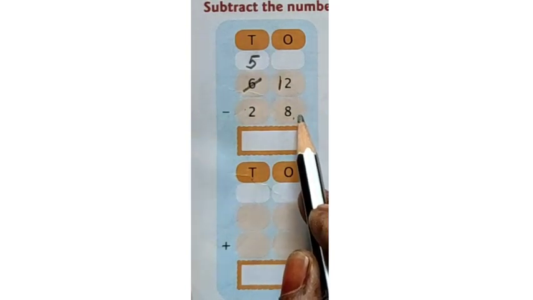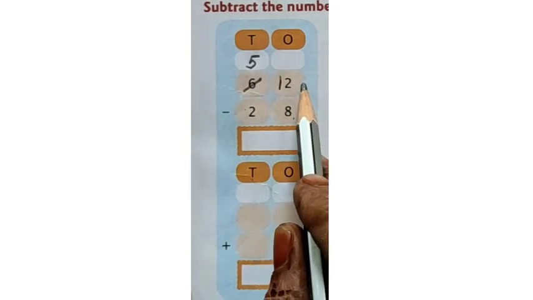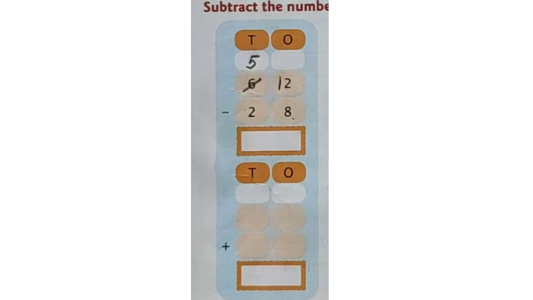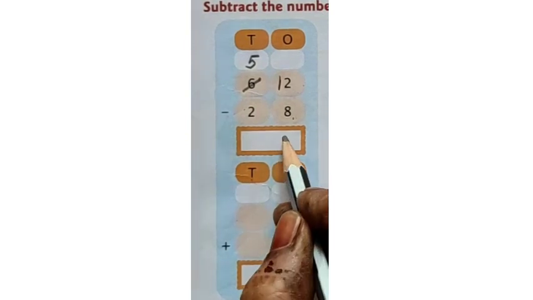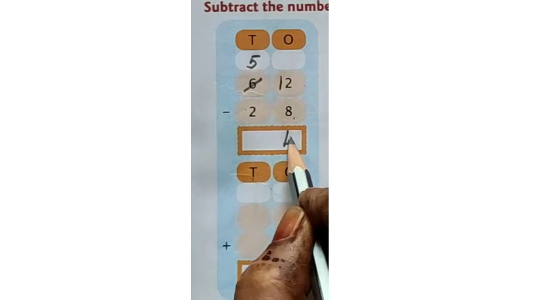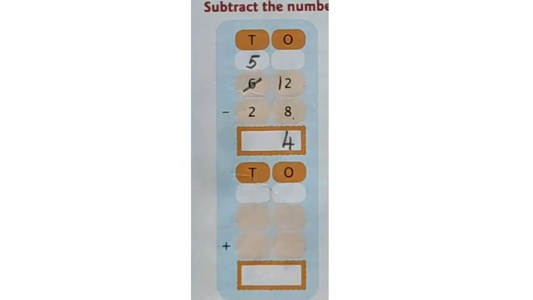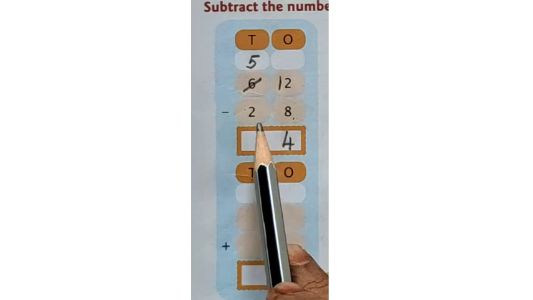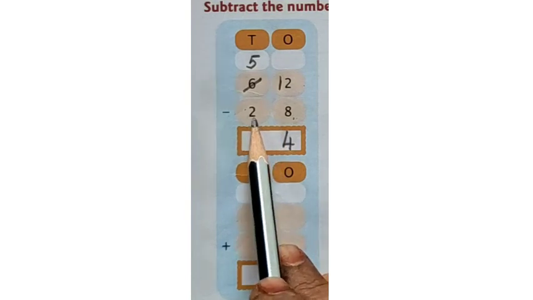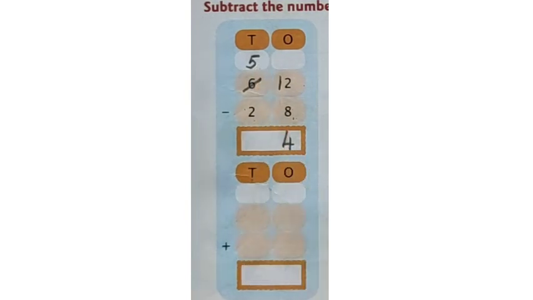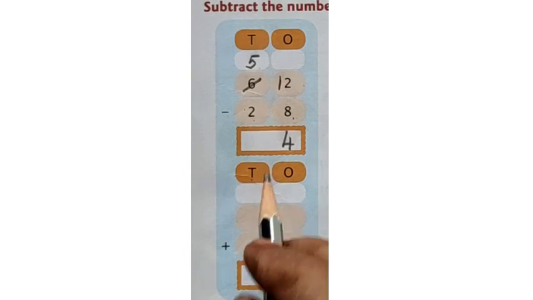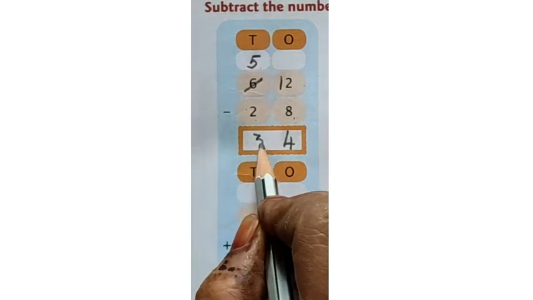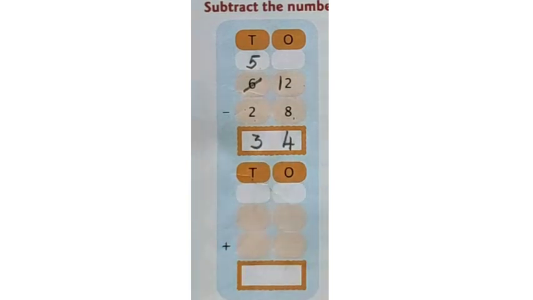Now you start counting after 8 and stop at 12. 8 after 9, 10, 11, 12. How many fingers did you open? It is 4. Write down 4, and you start counting here, 2 after, and stop at 5. 2 after 3, 4, 5. It is 3. 34. The difference we get is 34.